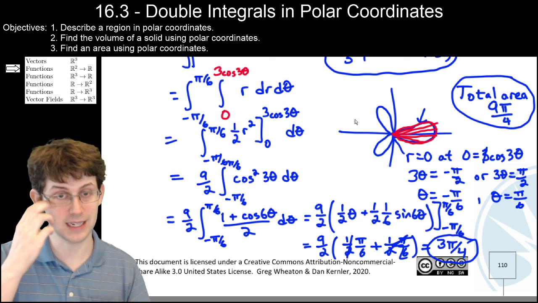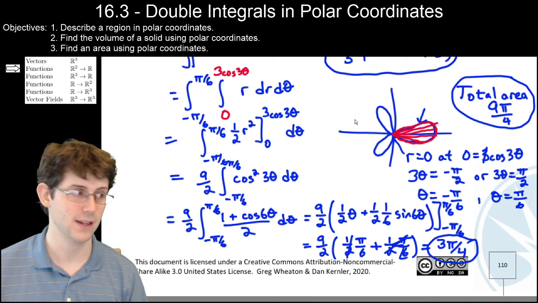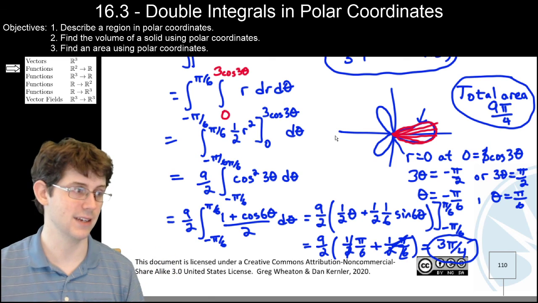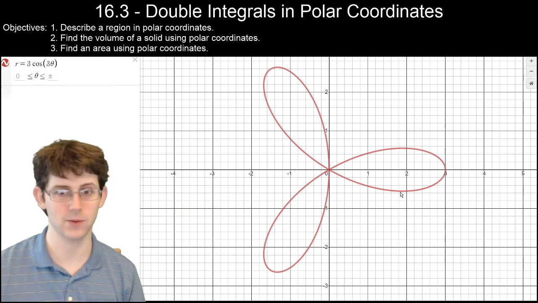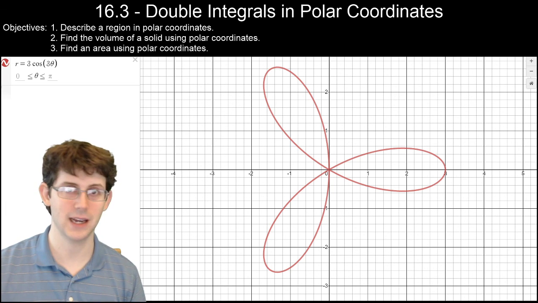And then in our one example, you saw that in the integrand, you need to change everything into r and theta also. But the payoff is huge. It makes your integrals way easier, and it lets you handle shapes that you otherwise don't really have any chance to handle. So do some practice problems. I'll see you again for 16.4.